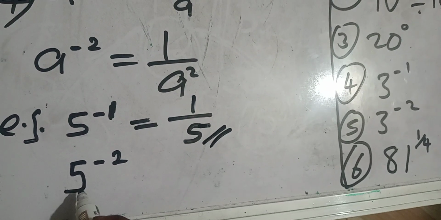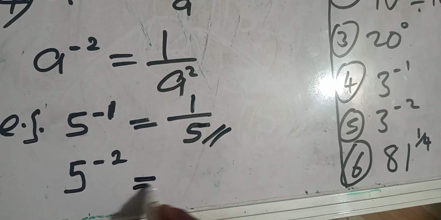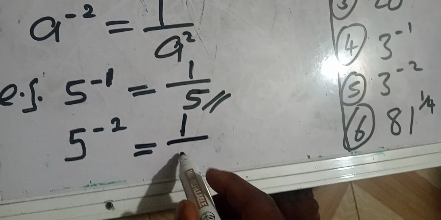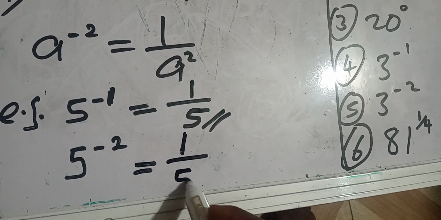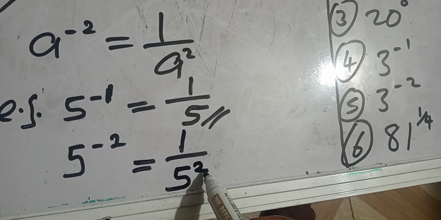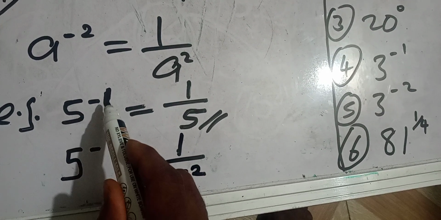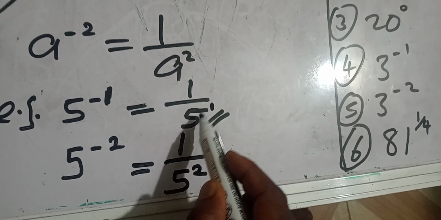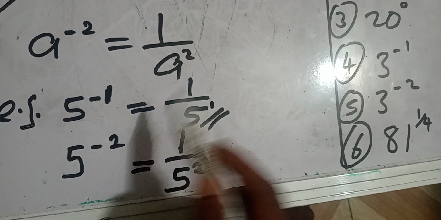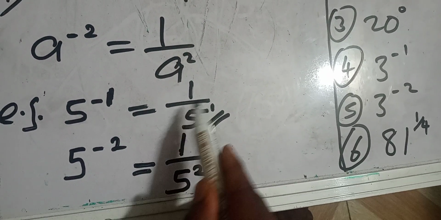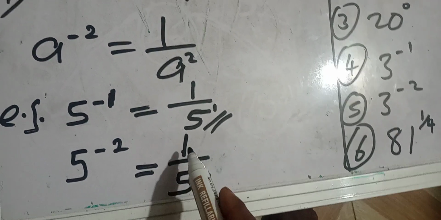We have 5 raised to power minus 2. It simply means that this is 1 over 5 raised to power 2. This 2 is this 1 here. And of course, this 1 is supposed to be here. But since it's 1, remember any value raised to power 1 is that value. So this negative number here is this 1 over. Okay? All right.